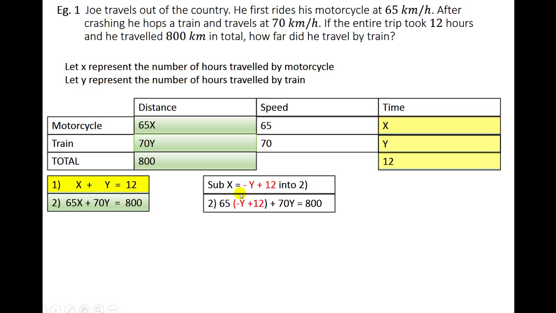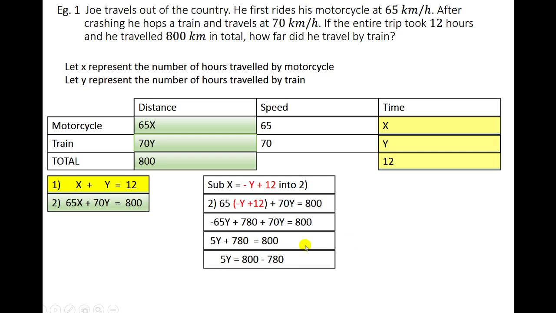800. Distributing over the parentheses yields negative 65y plus 780 plus 70y equals 800. Collecting our variables and our like terms, we get 5y plus 780 equals 800. Put the 780 over to the right side, and you'll get 5y equals 800 minus 780. Simplifying further, you get 5y equals 20. And now if you divide both sides by 5, you'll get y equals 4.